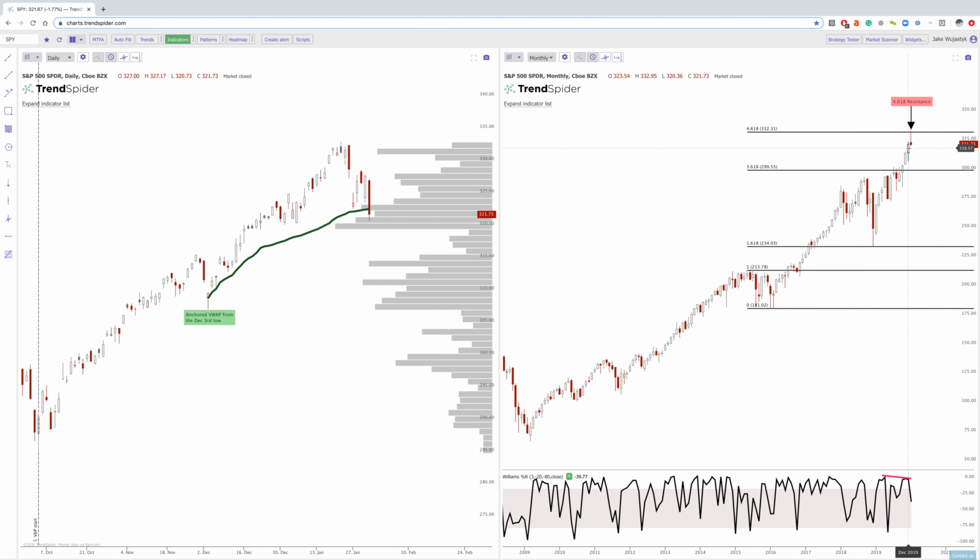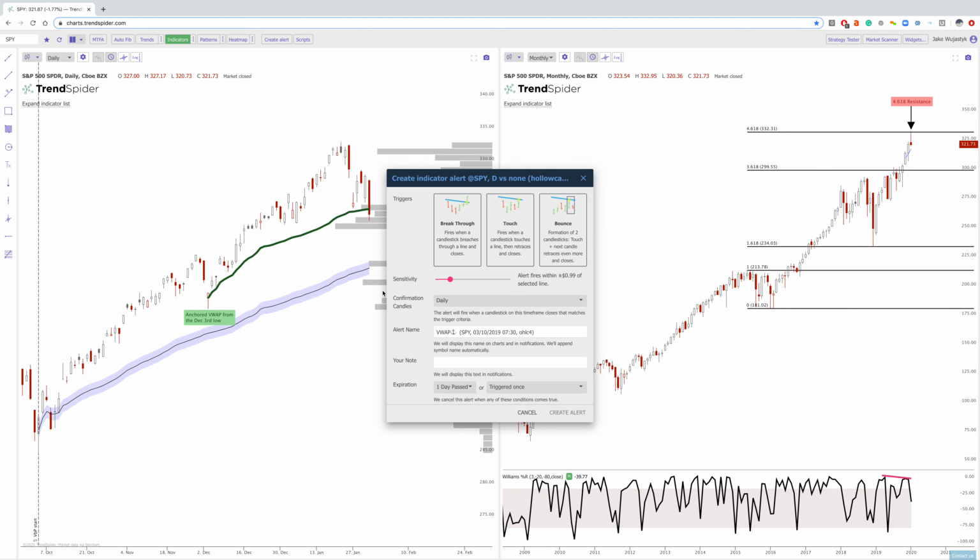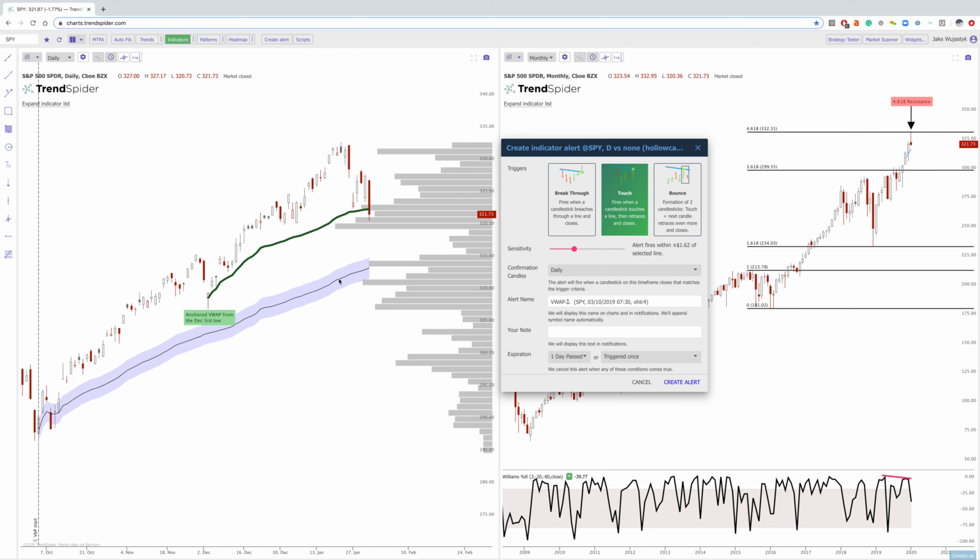Let's say that we really did start to break down. I'm going to anchor another VWAP right from this area here, and you'll see how perfectly this lines up with that volume block below that I was mentioning. So what I can do is I can go in and create an alert. Let's say anytime the price action touches anywhere within this purple area, I'll be alerted. So that means anytime the 10-minute candle gets anywhere within this purple area, I'll be alerted.